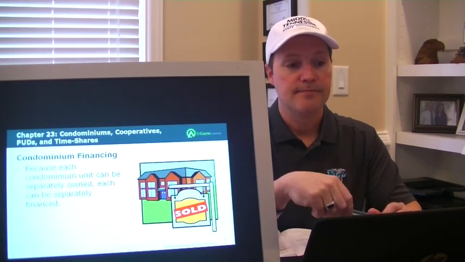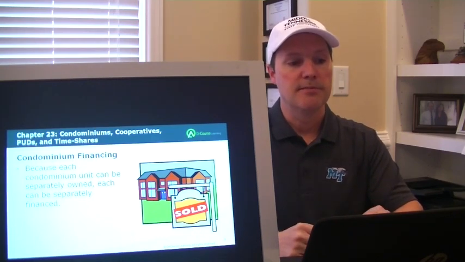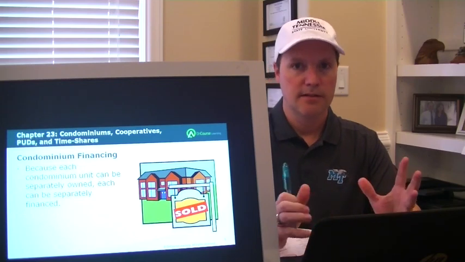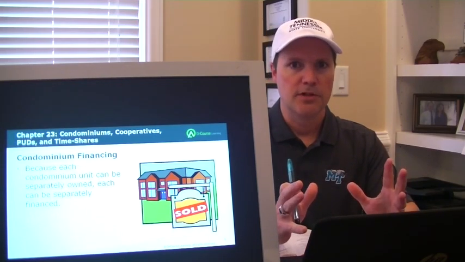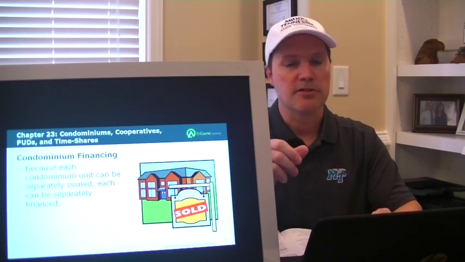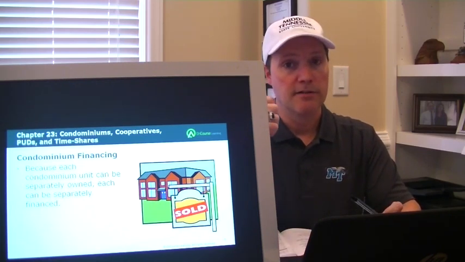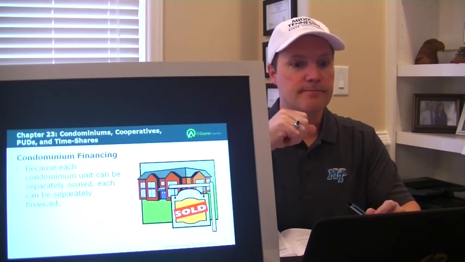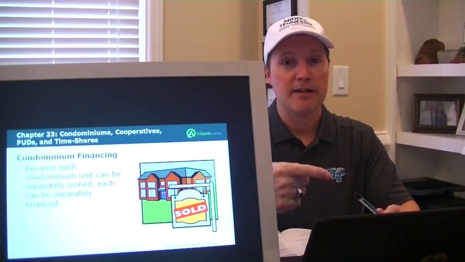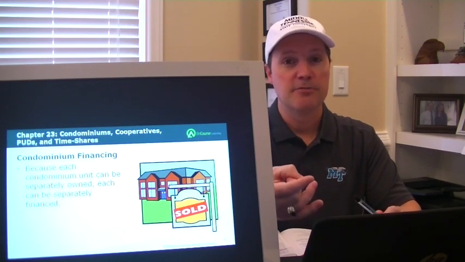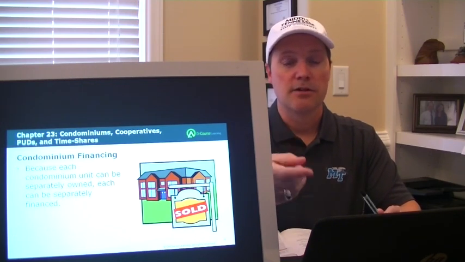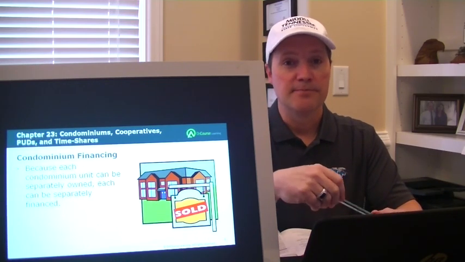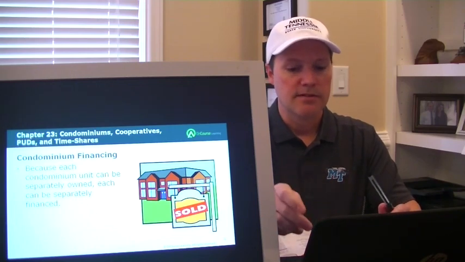The financing: because each condominium unit can be separately owned, each can be separately financed. Okay, so it's just like your little house. It's your area, your space, so you can actually buy, and then you can resell later for a profit. I sold a condominium in Nashville for a friend of mine, and he did really well. It was a brand new condominium. He moved into it. He got the special deal because it was brand new. And he turned around 5 years later and made over $100,000 on it. It's right next to Vanderbilt. So it's a good investment.